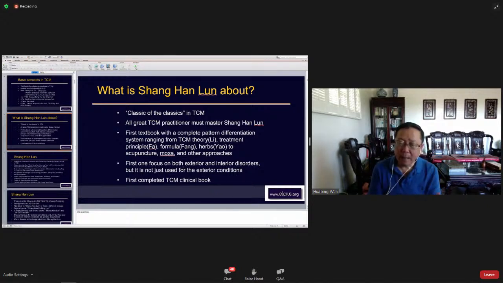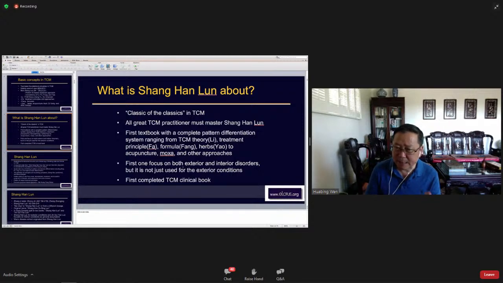So this is the first book focused on both exterior and interior conditions. We need to say that because a lot of people, whenever you mention Shang Han Lun, think, oh, this is used for exterior conditions. That is not right. Shang Han Lun is used for both exterior and interior conditions. Currently, I would say I use it more for internal conditions than external conditions, because of the treatment principle and the approach they have in Shang Han Lun.